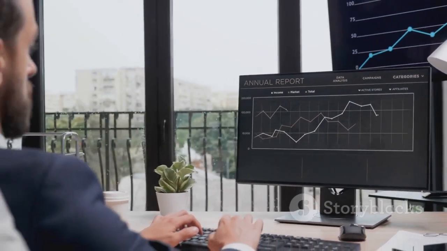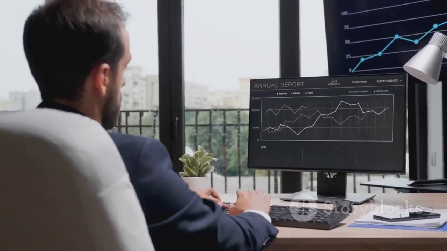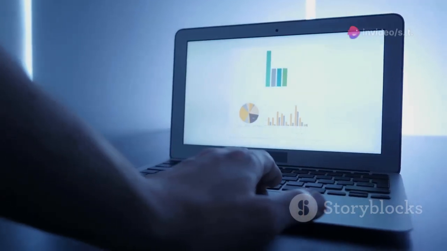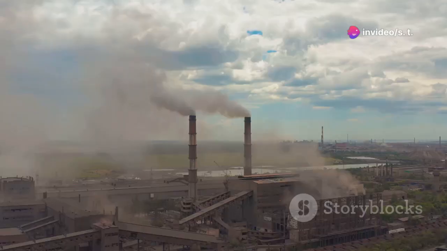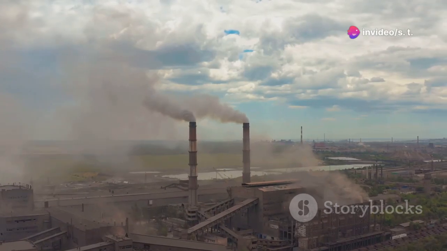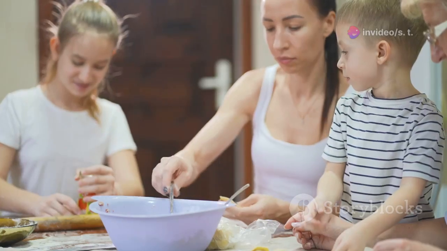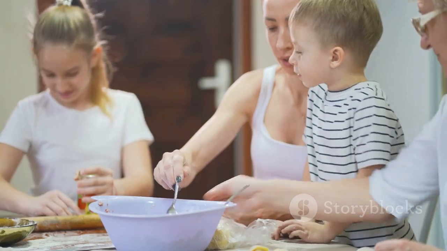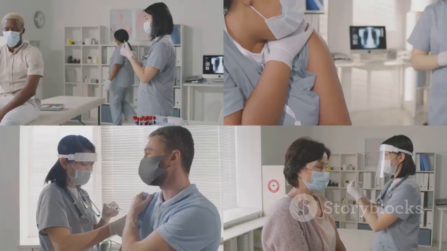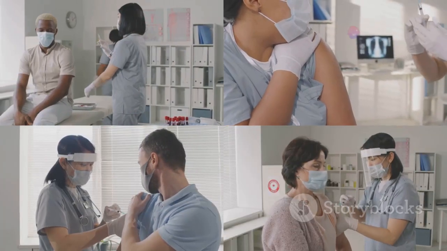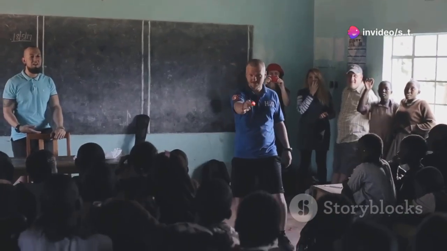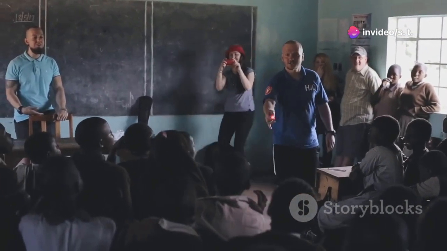Section 9. Limitations of GDP. While GDP is a crucial economic indicator, it has limitations. It doesn't account for income inequality, environmental degradation, or the value of non-market activities like household production and volunteer work. GDP also fails to capture the well-being of a population, which includes factors like health, education, and social connections.